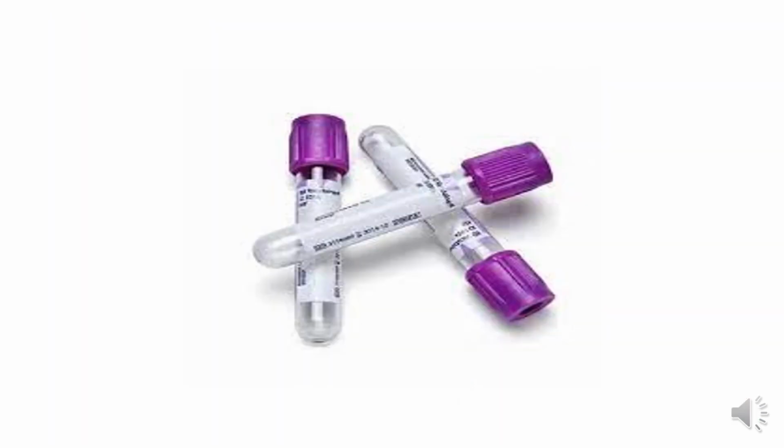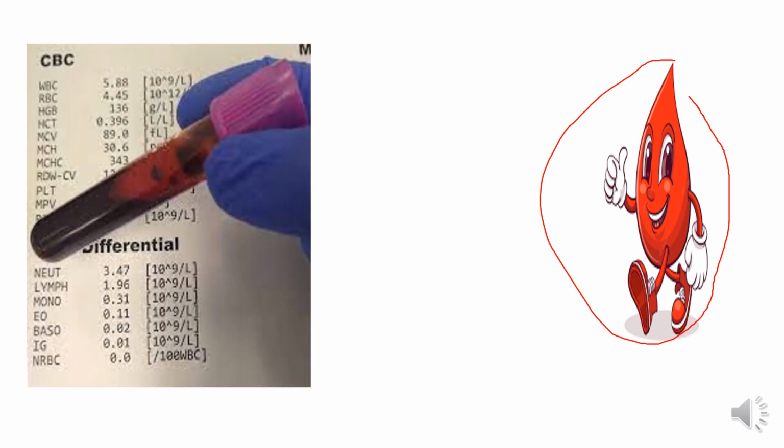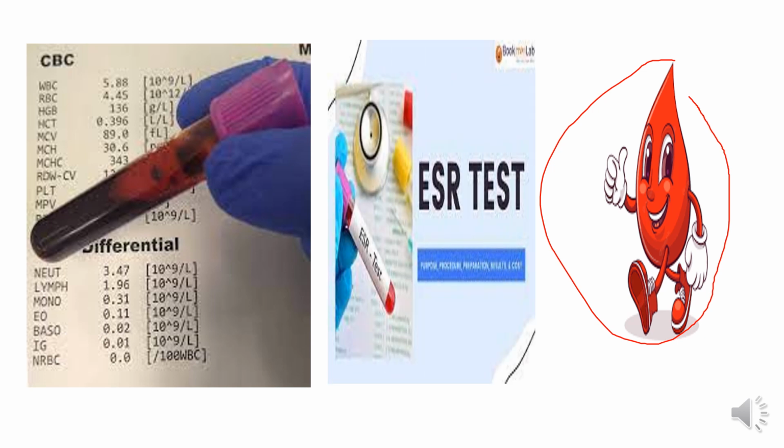The next vial is the purple vial, which is helpful to know the complete CBC count. Any complete CBC count, to know the hemoglobin, to know the morphological structure of the RBCs, the purple vial will be helpful. So the complete CBC count you can see, you must have seen these reports many times. It is sent in this purple vial. ESR level, everything is helpful.